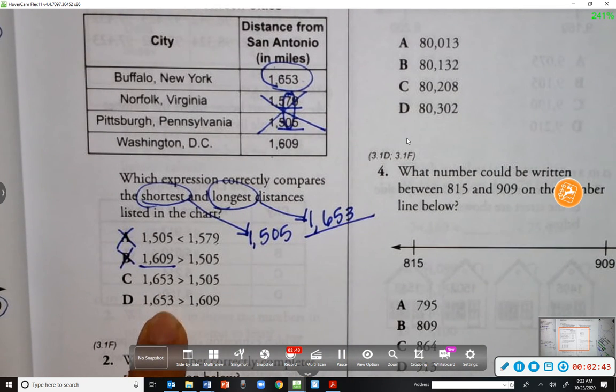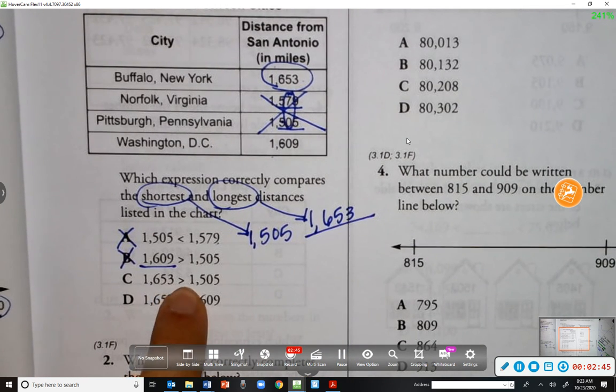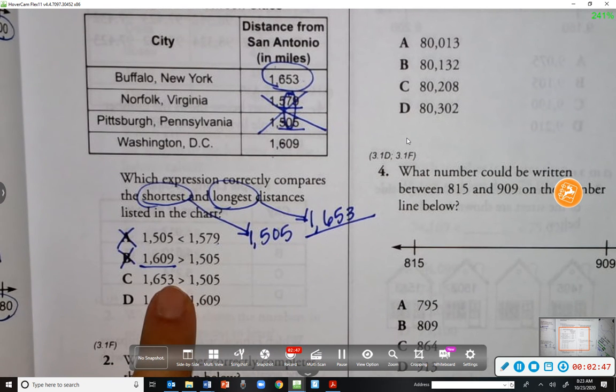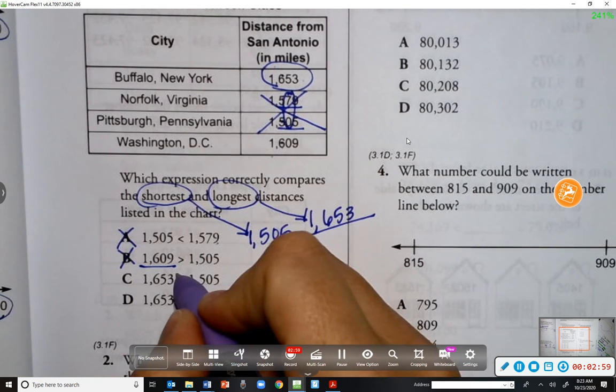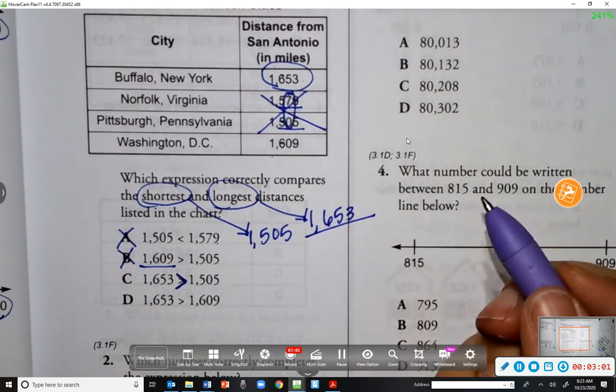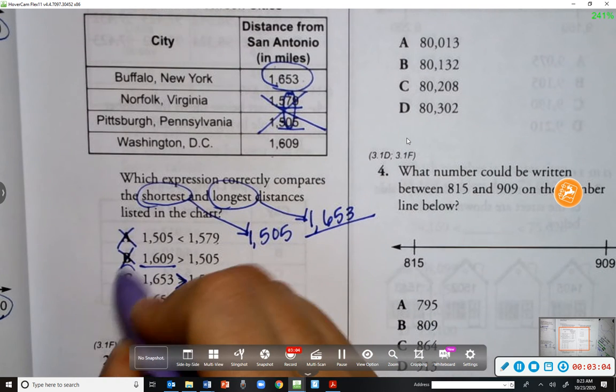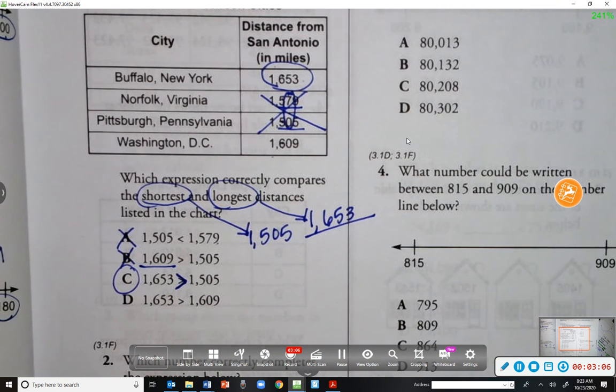Okay, C. It has the same numbers as us. And is it comparing it correctly? This is saying 1,653 is greater than 1,505. Is that correct? Yes, remember the mouth wants to be open towards the bigger number. Okay, and 1,653 is the biggest.